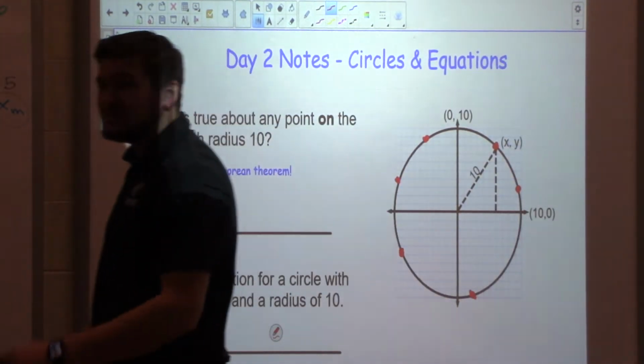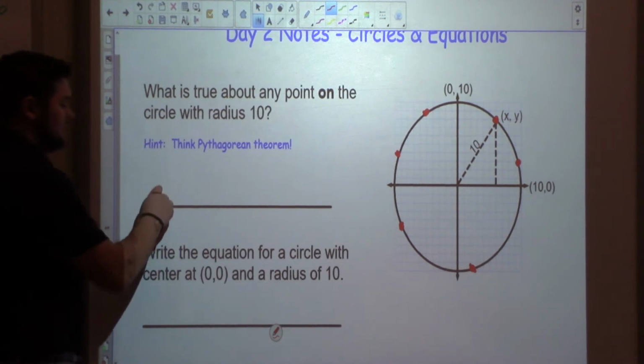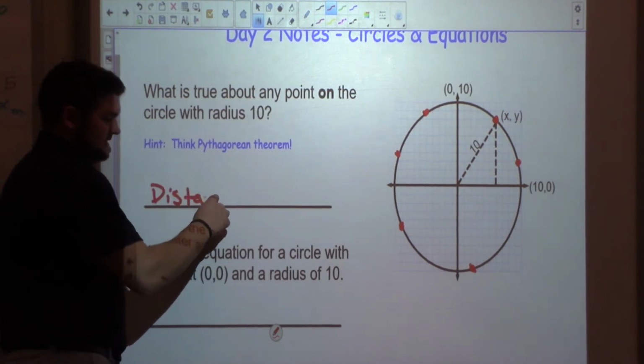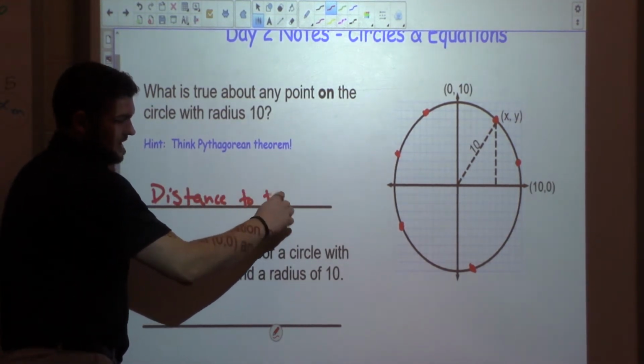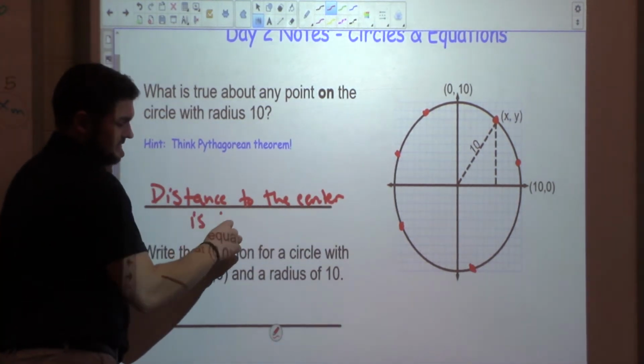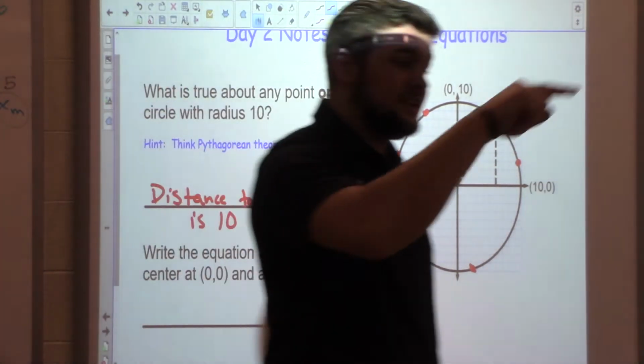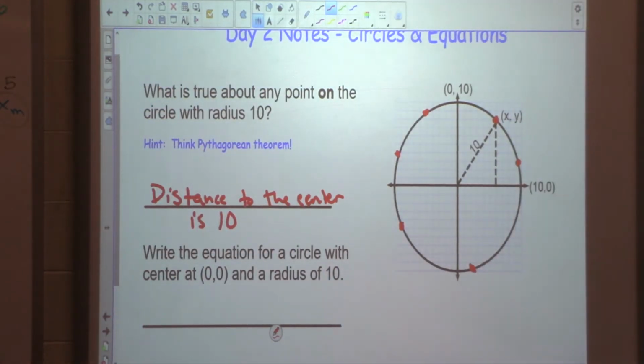Perfect. That's exactly the words I was looking for. The distance to the center is 10, right? Because our radius is 10. No matter where I am on the circle, the distance to the center is 10. So the radius is the same as the distance.